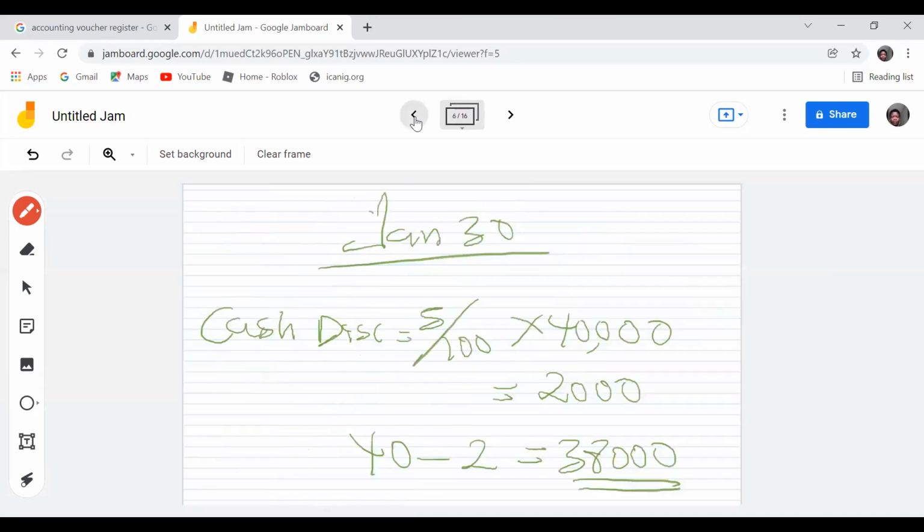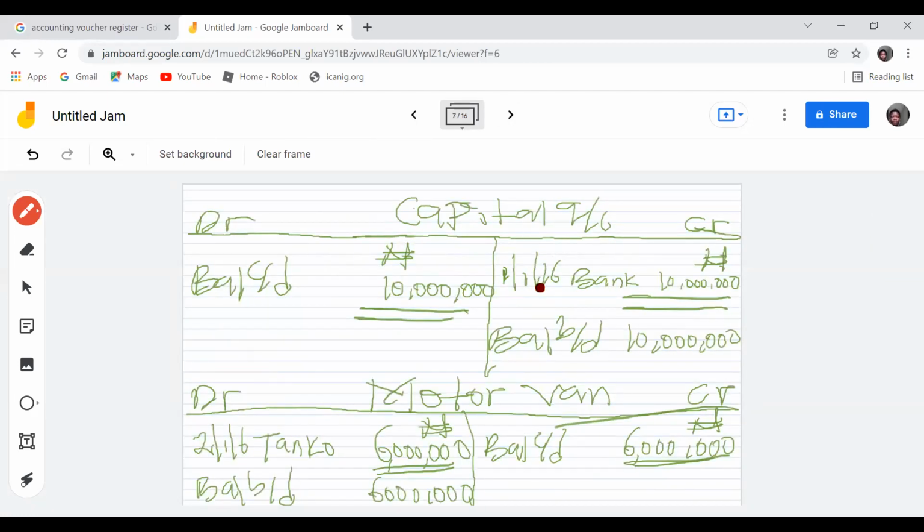Starting from the first one, you need to bring the balance. You have capital of 10 million and motor vehicle. You can see the capital is on the credit side, so in the trial balance as well, I'm going to put it on the credit side. Motor vehicle has a debit balance, which is the 6 million here. In my trial balance, I'm going to put it on the debit side as well.